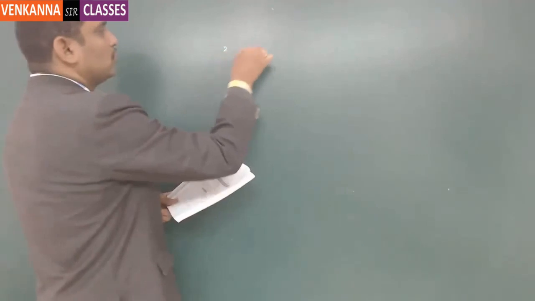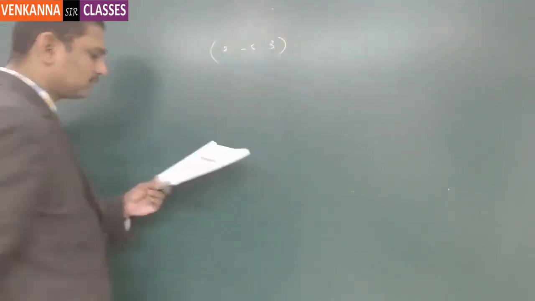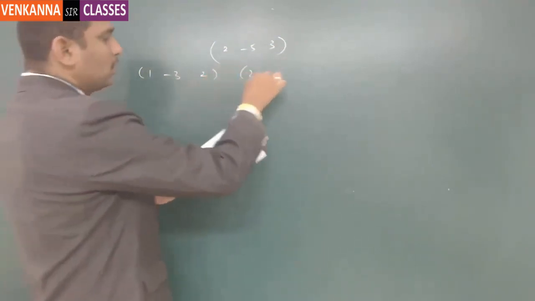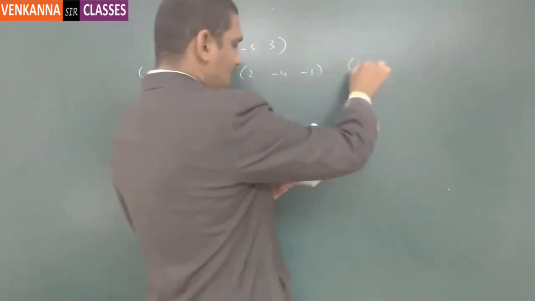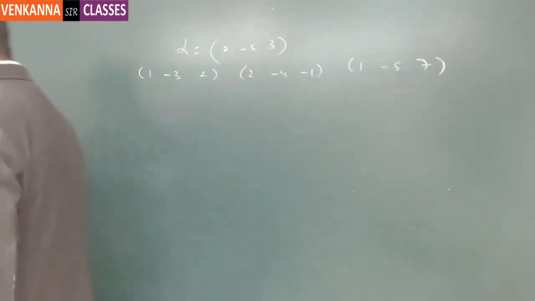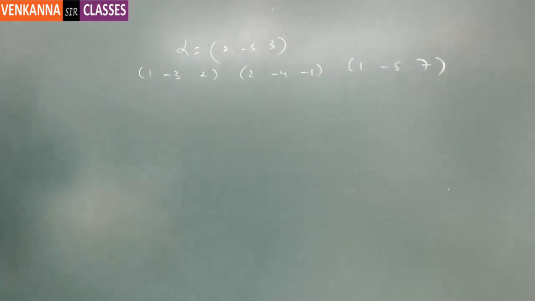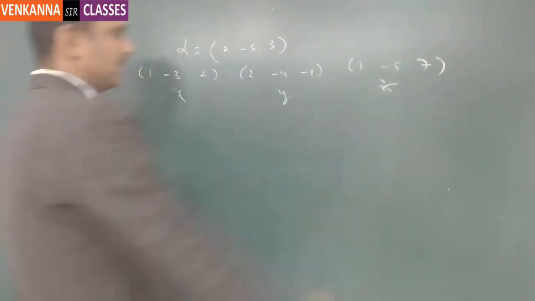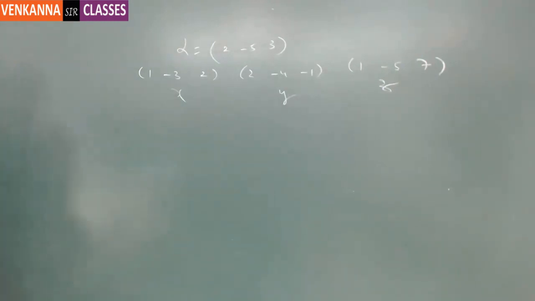Now take the vector as 2, minus 5, 3 and the vectors as 1, minus 3, 2, 2, minus 4, minus 1 and 1, minus 5, 7. So this is alpha I have given, and represent that vector as a combination of these three. So this is x, this is y, this is z. Let us take. So find the values of ABC for me and give back to me. Please go for it.